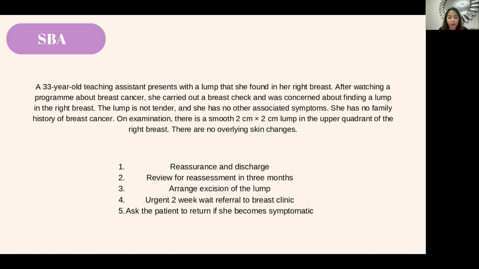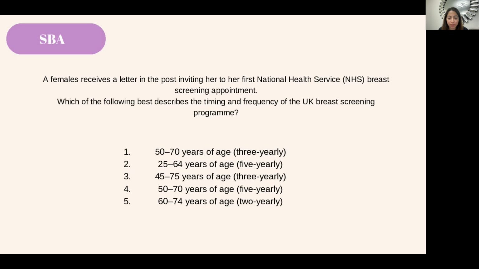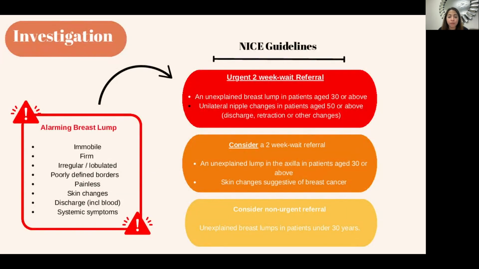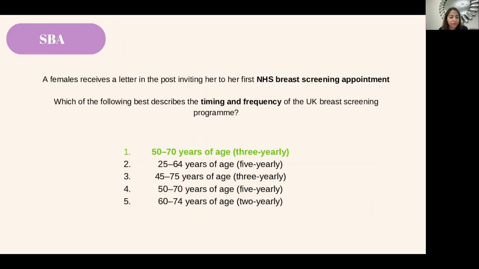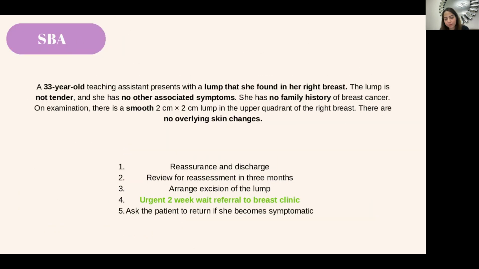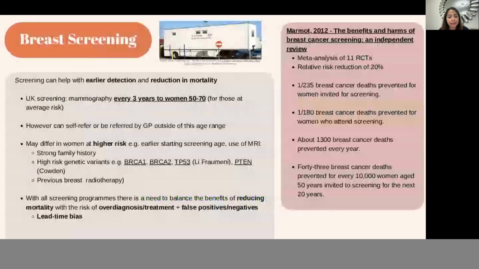But if we go back to our slide about when to refer, this would be an unexplained breast lump because there's nothing in the history that suggests what it could be. There's nothing about infection or anything pointing towards any definitive diagnosis. So it's unexplained, and she's over 30, hence why she would need to be referred under a 2-week wait referral, as per the NICE guidelines.